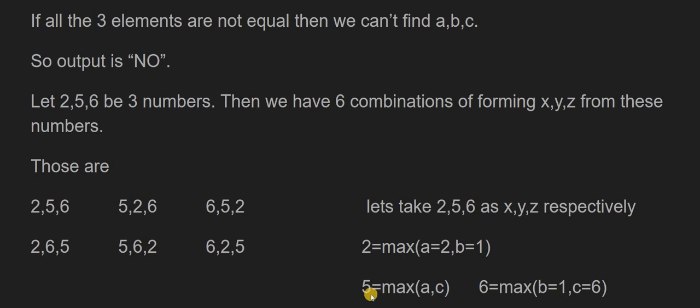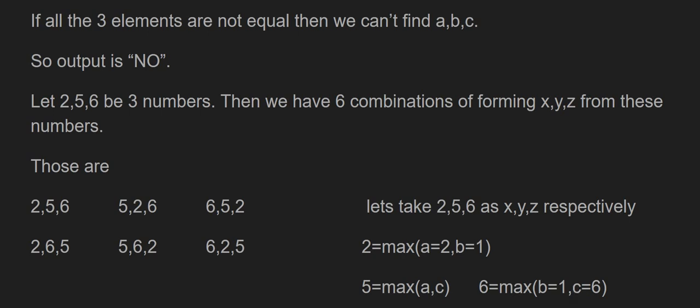So now let's come to y. y equals 5, so we have to get max of a, c to be 5. Here a is 2 and we have to take c as 5 to get maximum 5. But we have already taken c equal to 6. So a, b, c values don't exist for these cases. It means if all the elements are not equal, then the output is no.